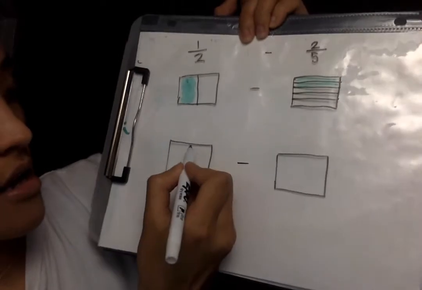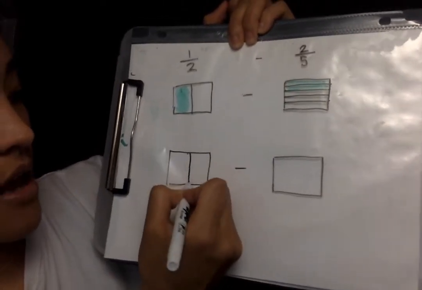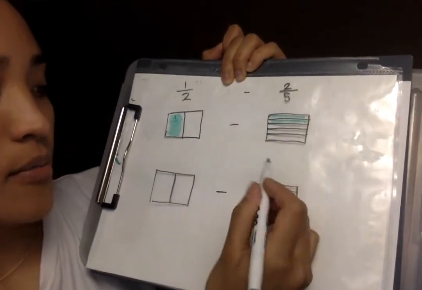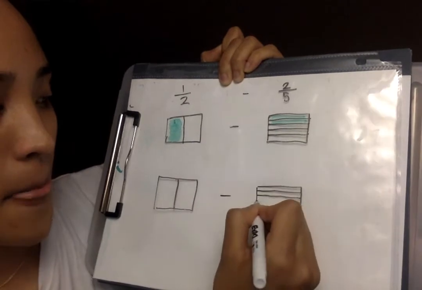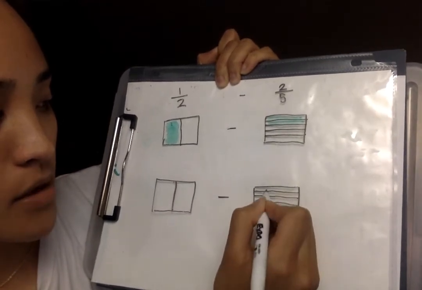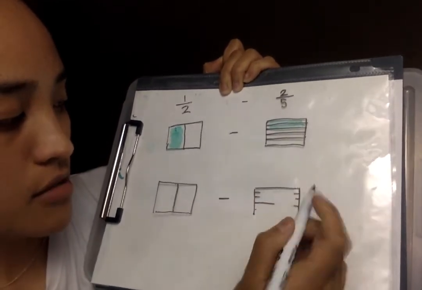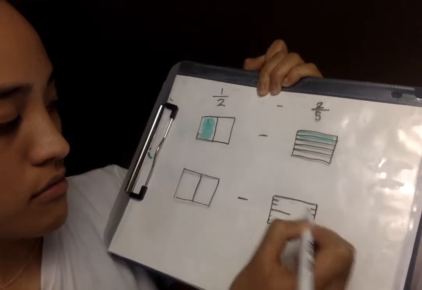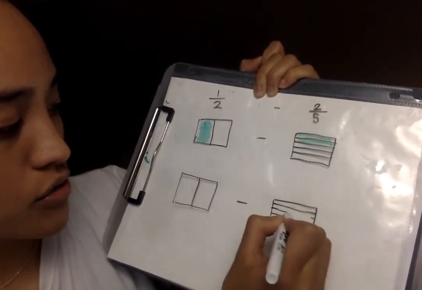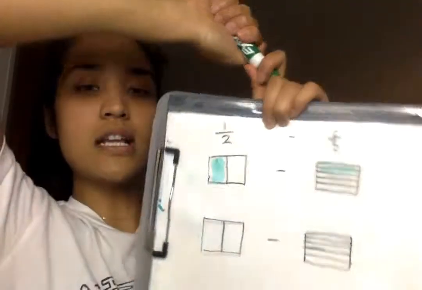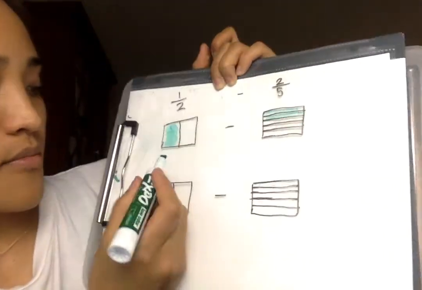So here we go on this side. Once again, I'm just going to draw the same thing as I did on the top row. Let me try again to make it more even. 1, 2, 3, 4, 5. Okay, cool. And we're going to shade in the same amount as we did, basically drawing the same picture.